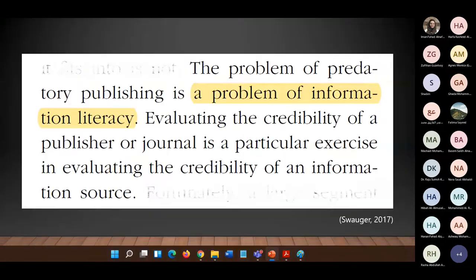So finally, some people say that predatory publishers are a problem of information literacy. The age of the internet is relatively recent, just in the past maybe two decades or so we have had the internet. And so we are still trying to navigate the immense information that came with the internet. So it's a problem of information literacy, how to identify genuine from non-genuine or fake journals.